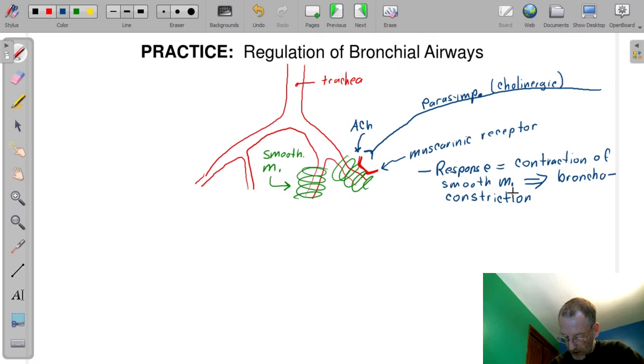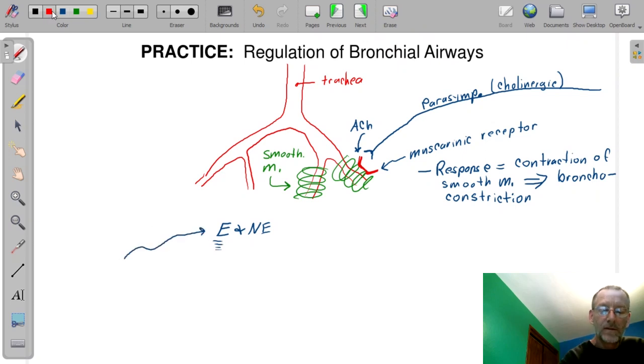For the sympathetic response, let's use the other side. So here comes epinephrine and some norepinephrine. Most of what comes out of the adrenal medulla is epinephrine. So it's coming through the blood. And let's say from the adrenal medulla.